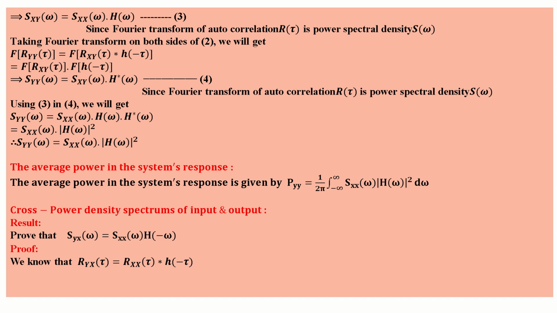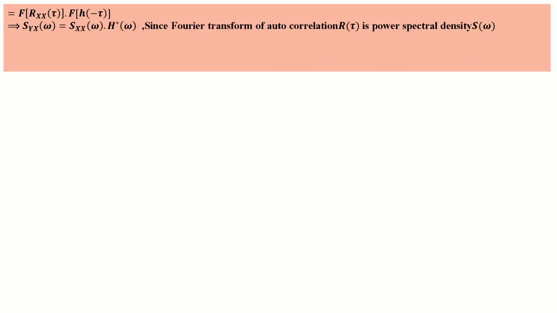We know that Ryx of tau is equal to Rxx of tau star h of minus tau. Taking the Fourier transform on both sides, the Fourier transform of Ryx of tau is equal to the Fourier transform of Rxx of tau star h of minus tau. So the Fourier transform of Rxx of tau times the Fourier transform of h of minus tau. That is, Syx of omega is equal to Sxx of omega times H star of omega, right? That is what we needed to prove. Okay, we'll see in the next video.